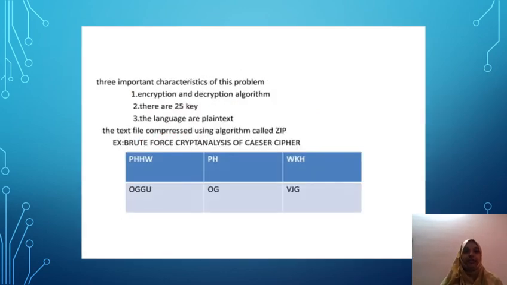So here are basically three important characteristics of this problem: the encryption and decryption algorithm is known, there are only 25 keys to try, and the language of the plain text is recognizable. The text file can be compressed using an algorithm called zip. Here, brute force cryptanalysis of the Caesar cipher is given.